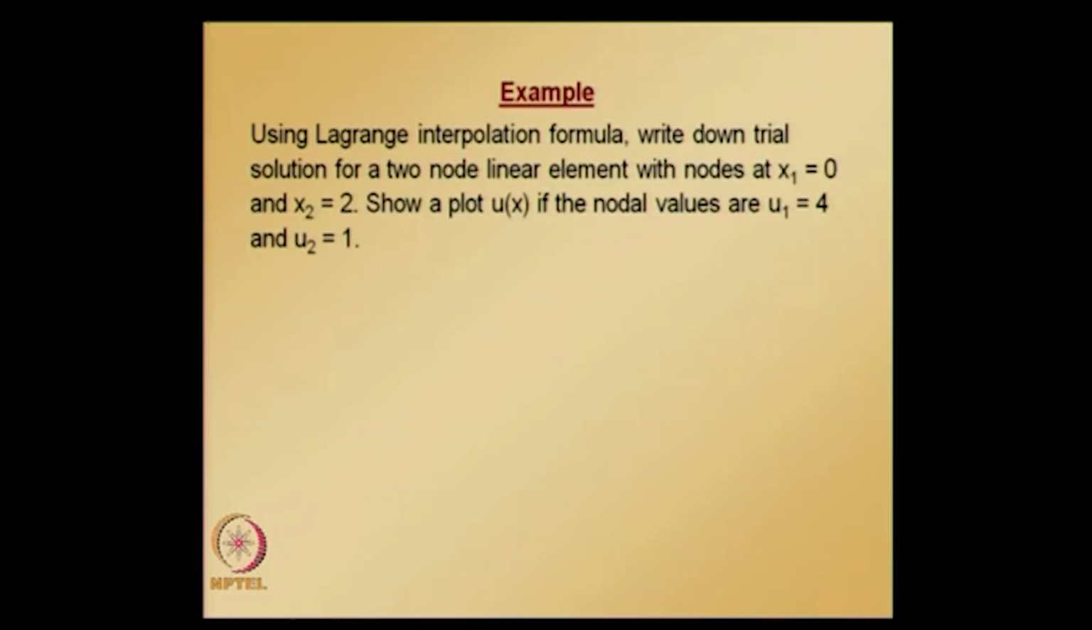Using the Lagrange interpolation formula, write down the trial solution for a 2 node linear element with nodal coordinates x1 and x2 given, and also show a plot of the trial solution if the nodal values are u1 is equal to 4 and u2 is equal to 1. So, the trial solution is given by u is equal to N1 u1 plus N2 u2, which can be arranged in matrix and vector form like this, where N1 and N2 can be obtained using the Lagrange interpolation formula.